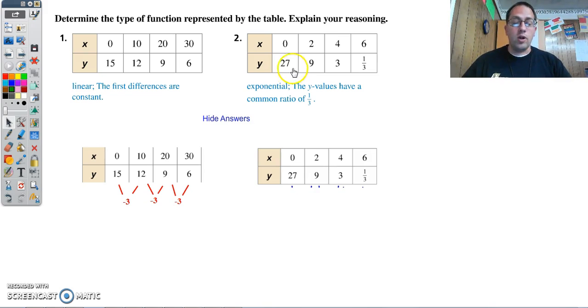So what can you multiply by that's the same thing as dividing by 3? And that is 1/3. Right? Division is the same thing as multiplying by the reciprocal. So the reciprocal of 3 is 1/3. And that's why it's a common ratio of 1/3, not of 3.